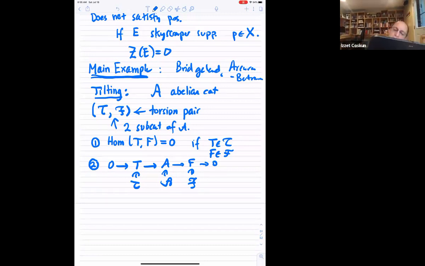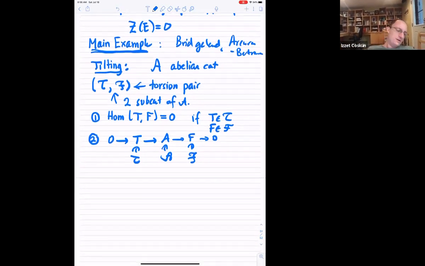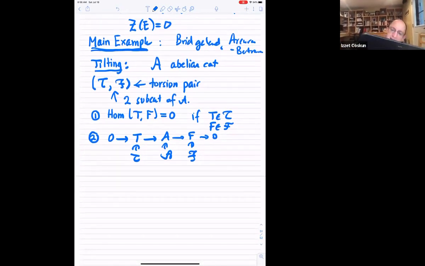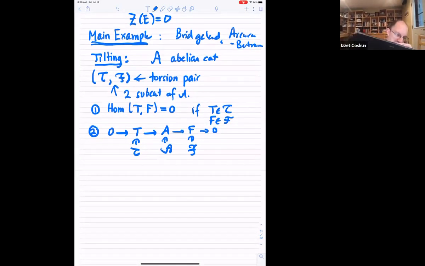And then if you have such a torsion pair, what you can do is you can tilt this category. So now what does it mean to tilt this category? So you tilt the category with respect to this torsion pair. So maybe, I think you just denote it like this or something like this. Maybe I remember that this is with respect to this torsion pair.